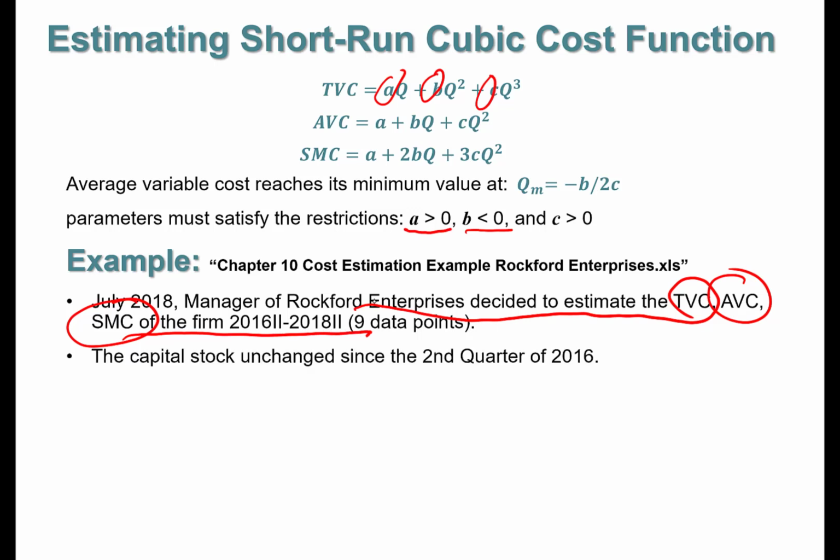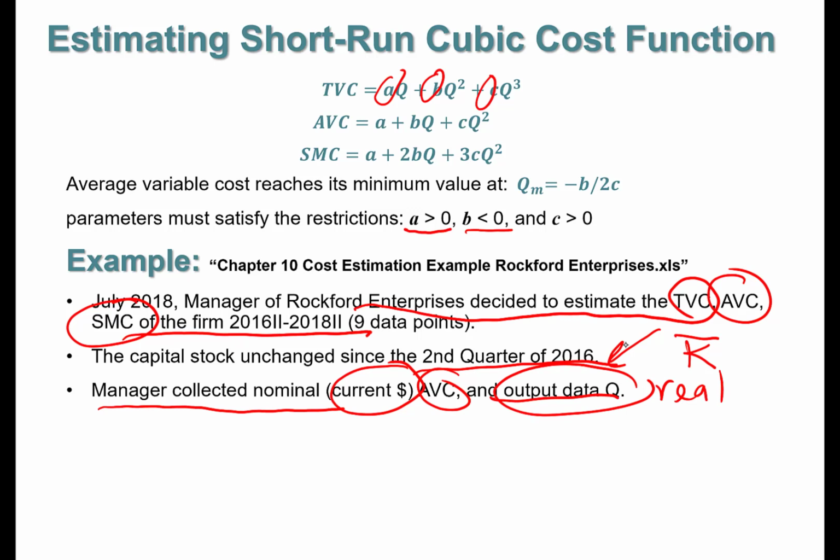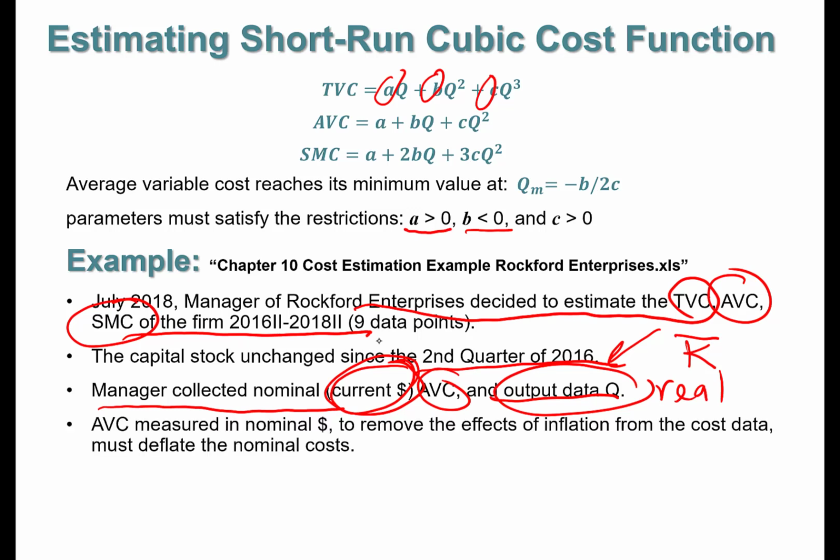Capital stock unchanged since the second quarter of 2016. That's really good because you don't want your capital to change. Capital needs to be fixed for the short run. Manager collected nominal current dollar average variable cost data. Output data is actually in real terms, right? You literally have real output in terms of quantity, but the average variable cost collected in dollars. So average variable cost, again, measured in nominal dollars.